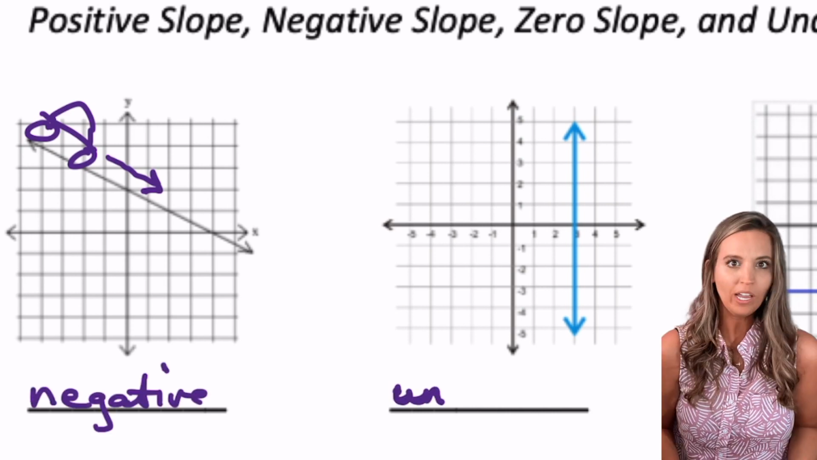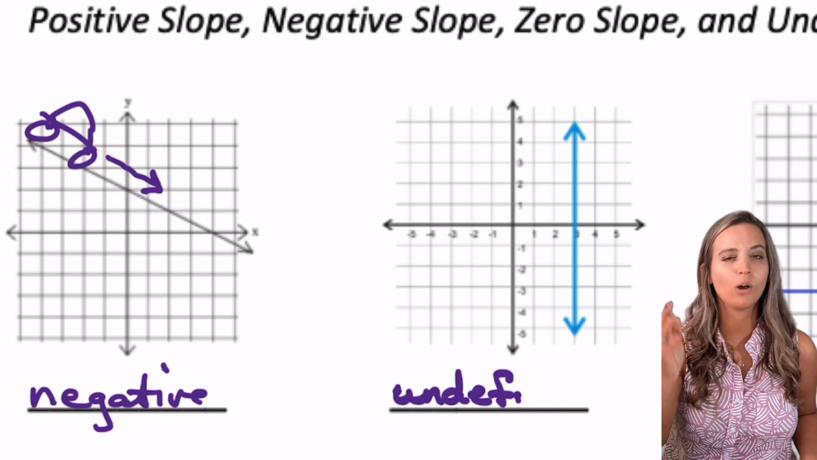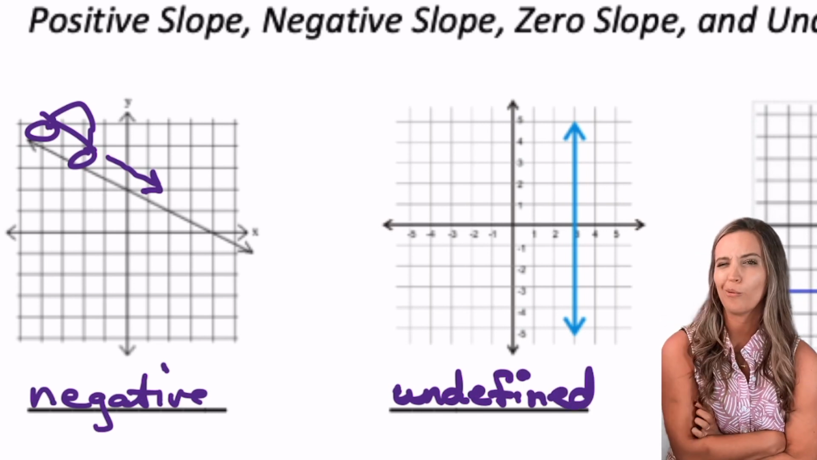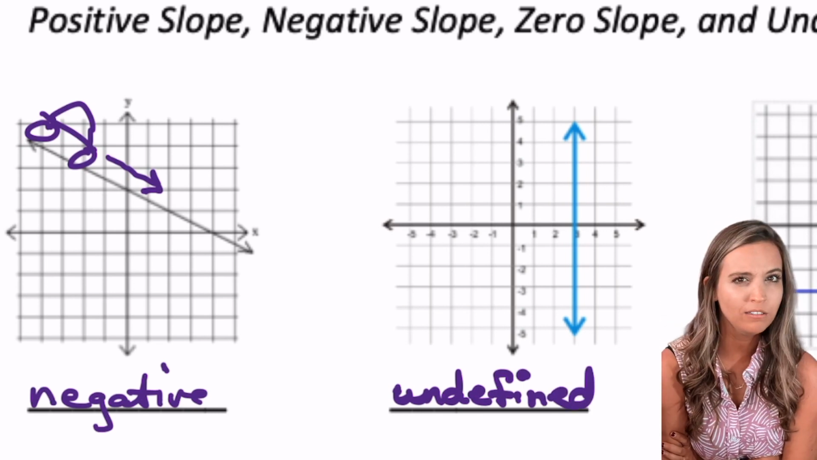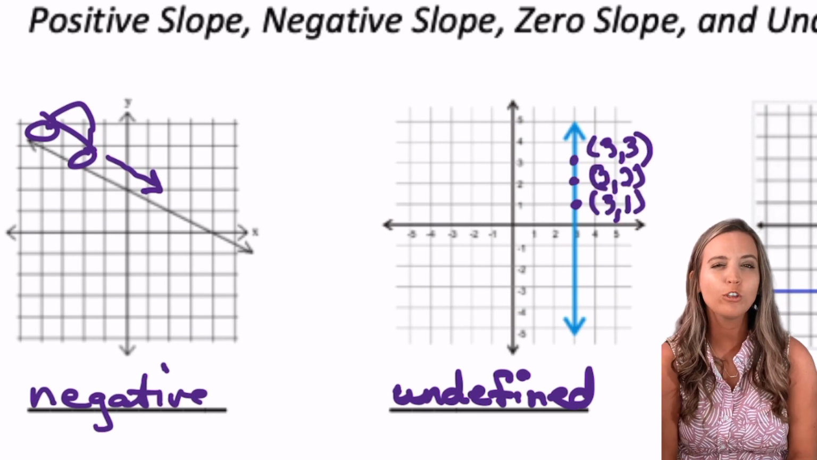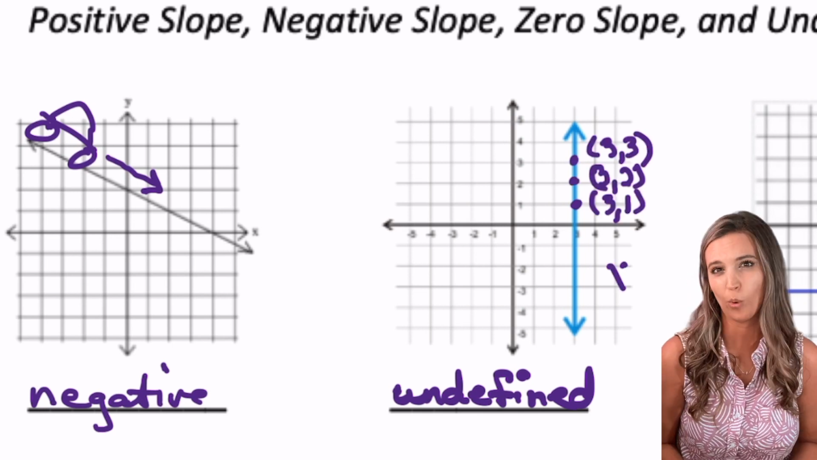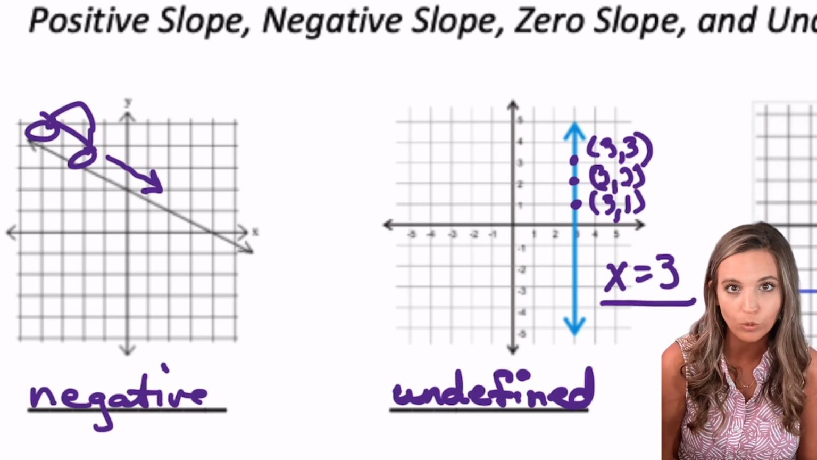The next one, we already know. It's a vertical line, so undefined slope. Do you think you know how to write an equation for a vertical line? Well, everywhere on my graph, the value for x is 3. So my equation for a line is x equals 3.